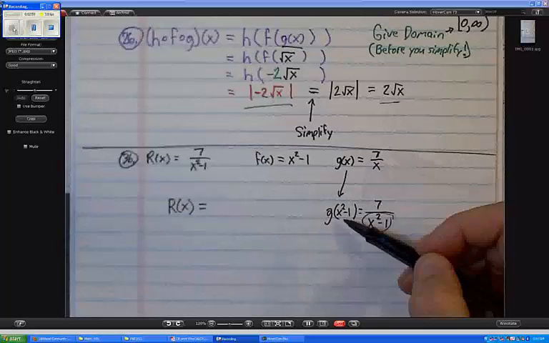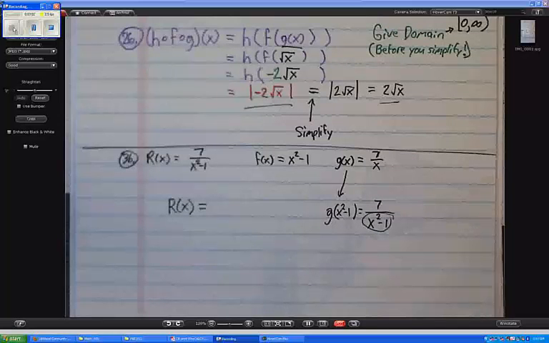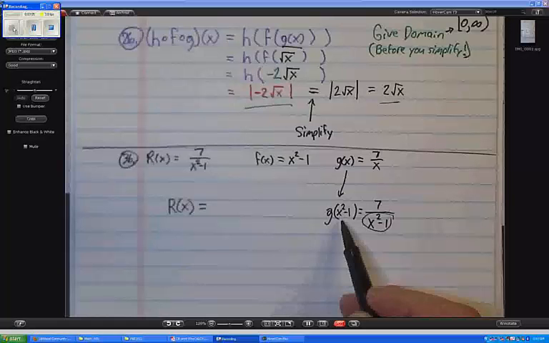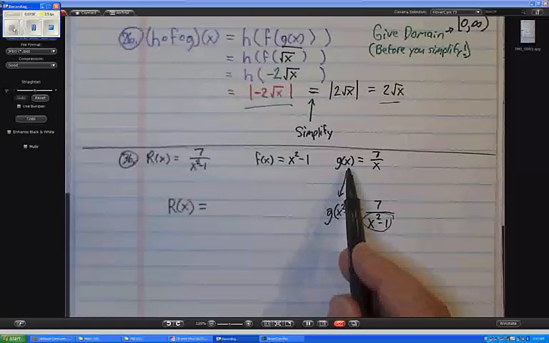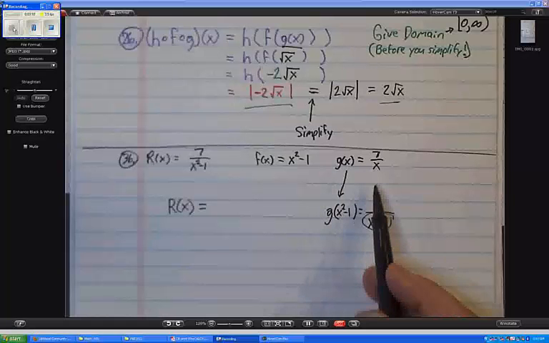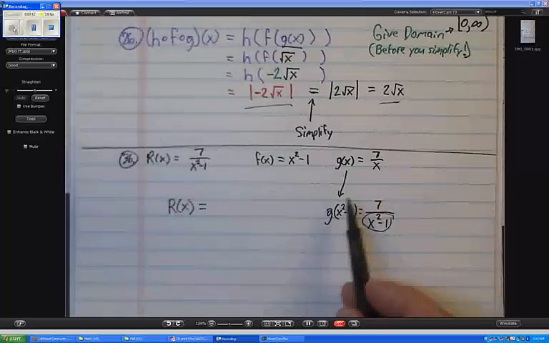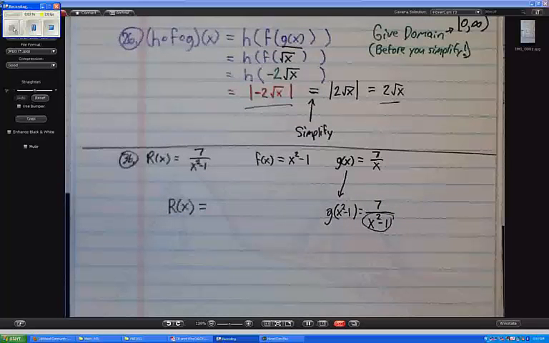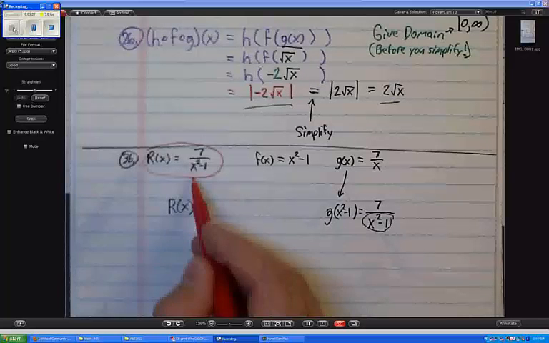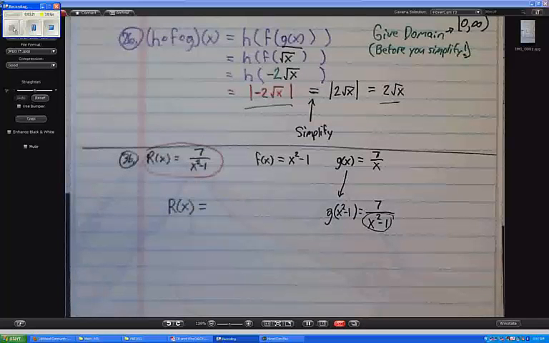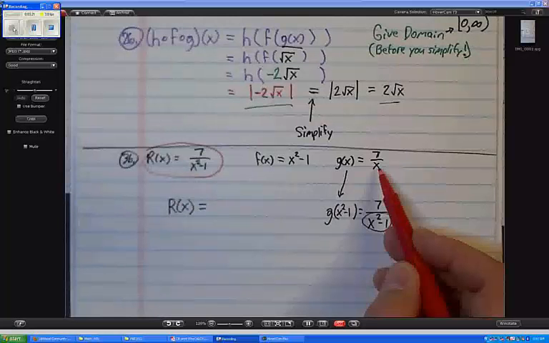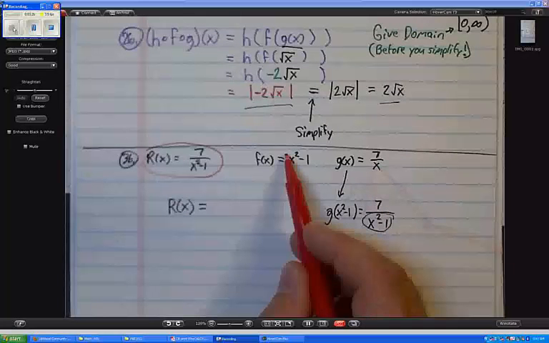It's funny how farm animals actually help. What is g of pig? See that? Because g of x is 7 over x. So what I'm trying to get in the end, I'll use red for r, is 7 over x squared minus 1. And I had 7 over x. I noticed that if I put x squared minus 1 in for the x, that takes care of it, right?